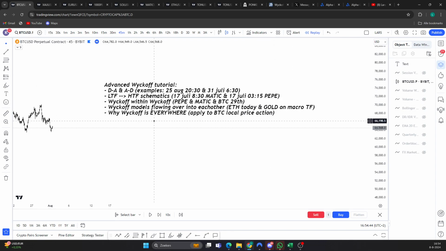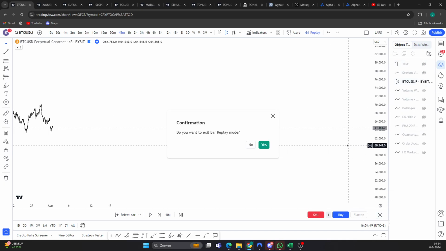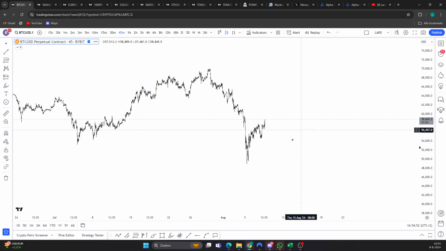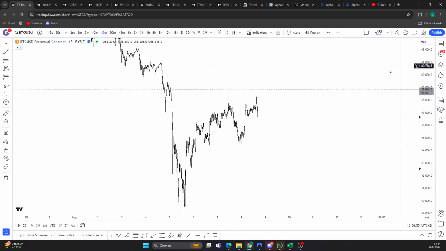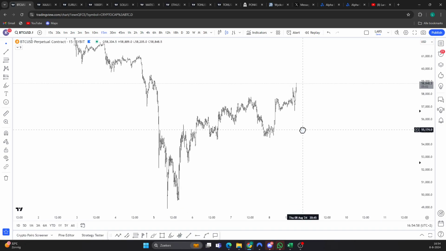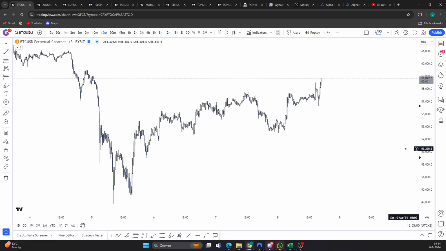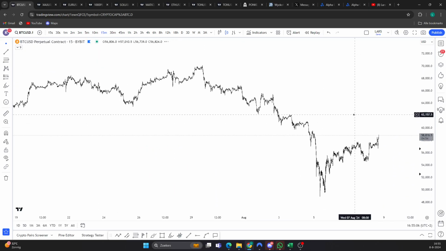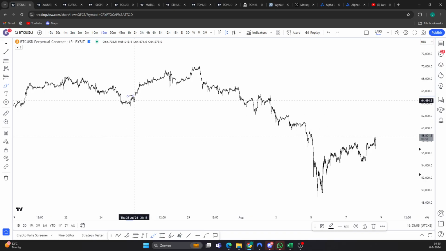And then lastly, we have why Wyckoff is absolutely everywhere. Okay, guys, it is everywhere. So let's just look at Bitcoin's local price action. Okay, why is Wyckoff absolutely everywhere? Well, we have already discussed that we had a Wyckoff here, we had a Wyckoff here, you had a Wyckoff here, you had a Wyckoff here, you had a Wyckoff there. We went over all of these. This was from the beginning of the distribution flowing over into accumulations. There was Wyckoff and Wyckoff, and this is, again, accumulation going over into distribution.